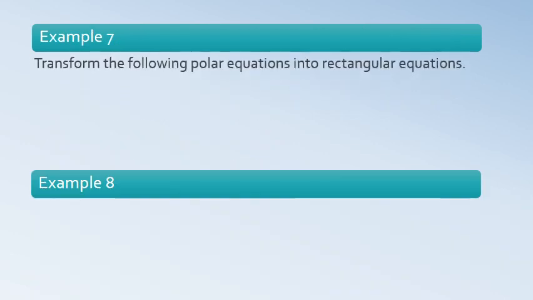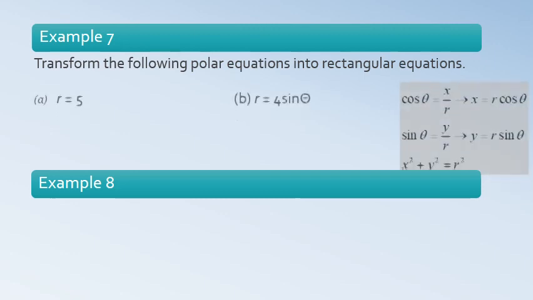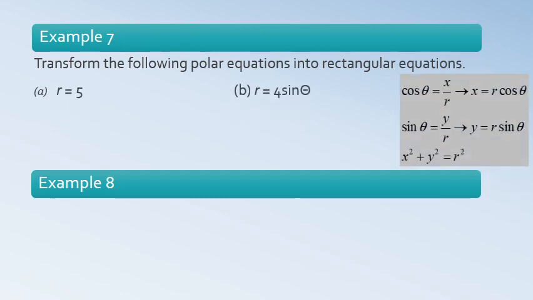So let's look at an example. Transform the following polar equations into rectangular equations. The first one is r equals 5. So believe it or not, if you had your graphing device set to polar instead of to rectangular, r equals 5 would actually graph something. It would be the graph of something that has a radius of 5 but no angle specified. When no angle is specified, that means you can use anything.